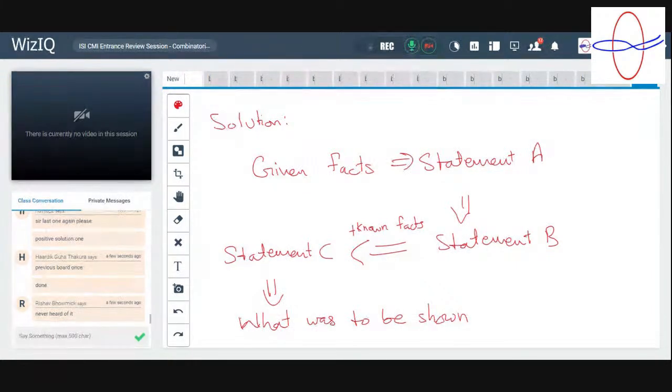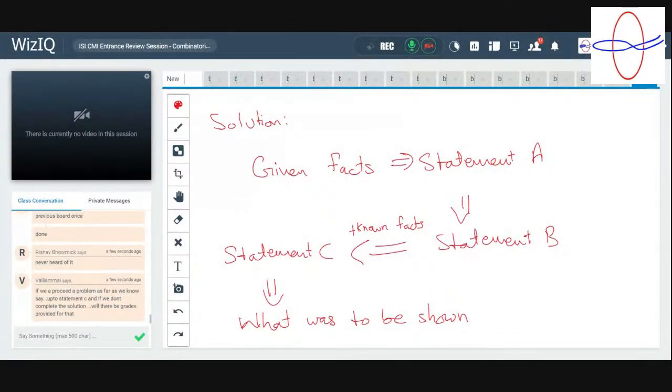And were there any other questions yesterday? Let me check. Okay, yes. So someone asked me for cutoffs as well. So what sort of cutoff to expect and how much do you need to solve? And to that, okay, if you proceed a problem as far as you know to statement C and you don't know the complete. Yes, of course there will be. So I'll come to that.